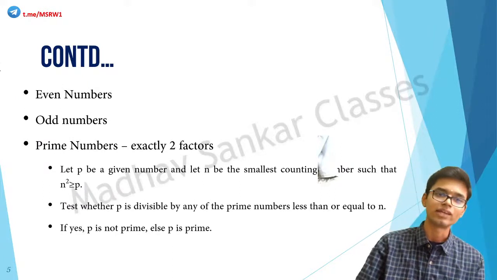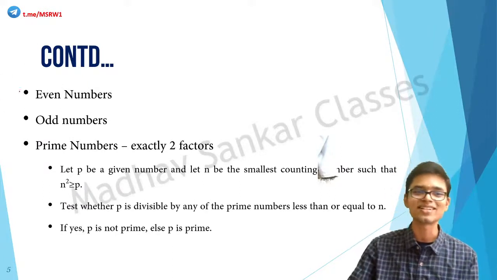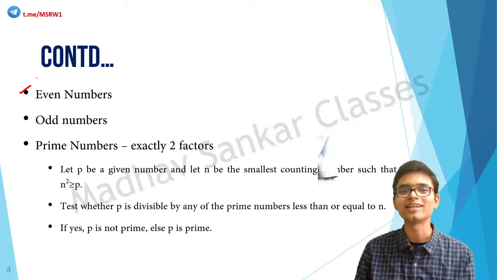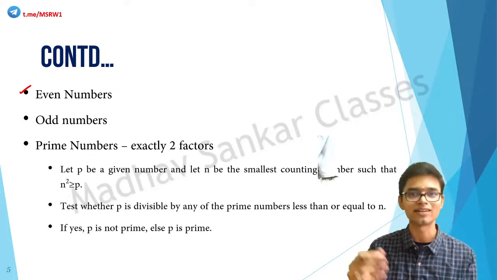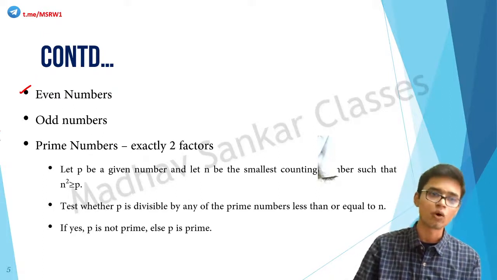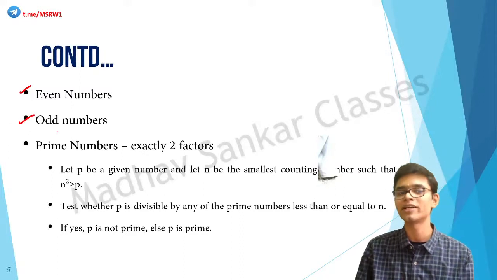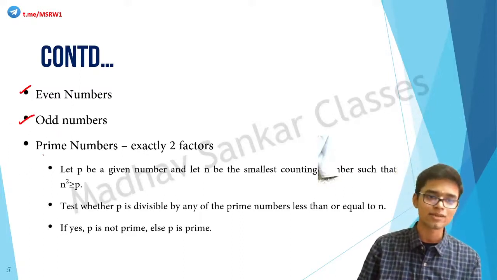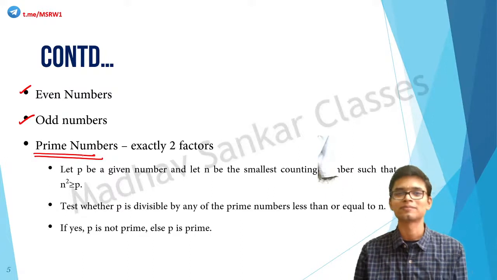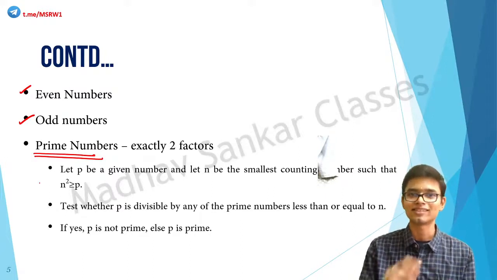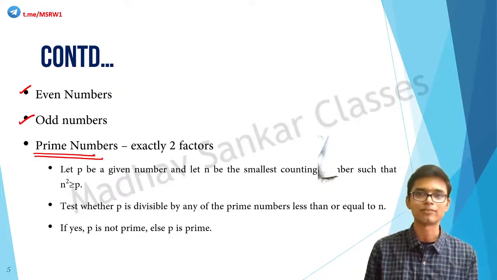Now we have even numbers. I think these are very simple, so I'm going to go through it very quickly. Even numbers are those numbers which are divisible by 2. Then we have odd numbers which are not divisible by 2. And then we have something called prime numbers. Correct? This is very important. Prime numbers are important for us.